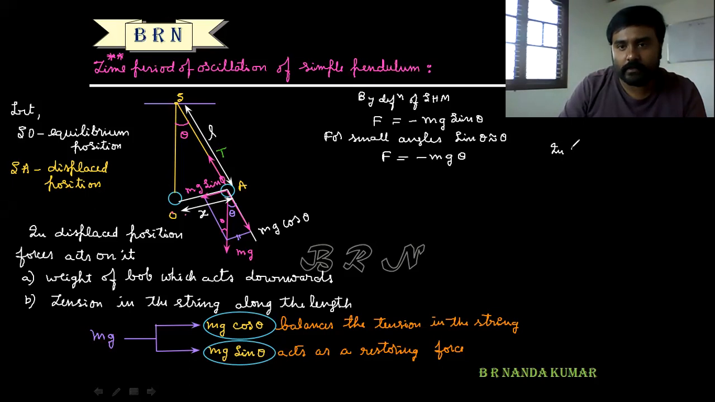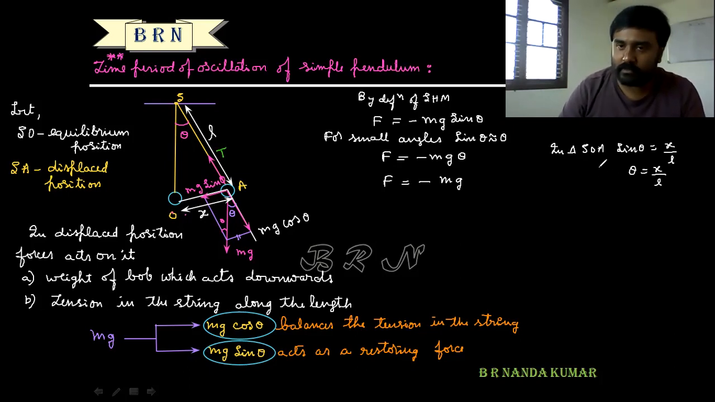So in the triangle, SOA, sin theta is equal to x divided by L. For small angle, sin theta becomes theta. So the theta value is x by L. So F is equal to minus mg. Even for small angles, sin theta is approximately equal to tan theta, which is approximately equal to theta.